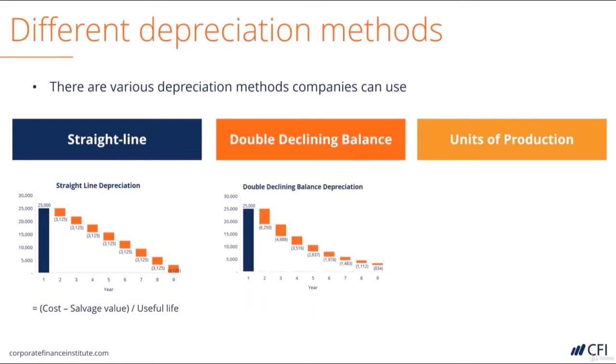With the double declining balance, it's a form of accelerated depreciation, meaning that the depreciation expense is greater in the first few years and smaller in the later years. The formula for calculating accelerated depreciation using double declining balance is equal to taking 1, dividing it by the number of years that the asset's life is, and then multiplying that by 2 to accelerate it. That number is then multiplied by the beginning period book value of the asset.